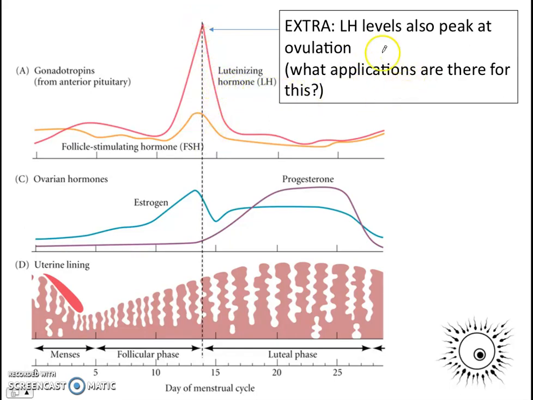Now there's some interesting applications for this. For example, some women use certain chemical detectors to try to detect when they're ovulating, and those detectors detect the LH levels, and that's helpful when you're trying to get pregnant.